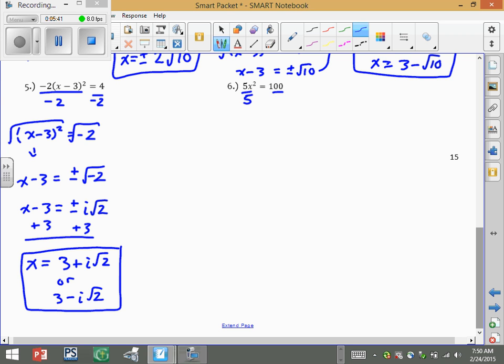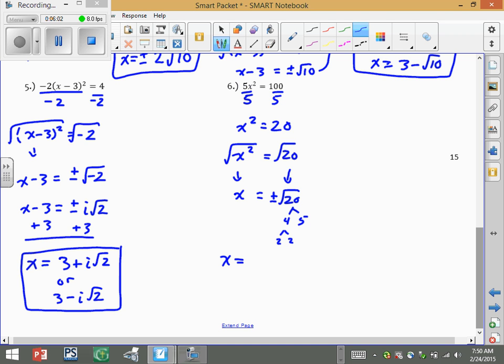Here, just divide both sides by 5. So we're left with x squared equals 20. Now we can take the square root of x squared. That is equal to x. We take the square root of 20, and that's equal to plus or minus root 20. We'll now break 20 down. We have 4 times 5. So I can pull out a 2. So x equals plus or minus 2 root 5.